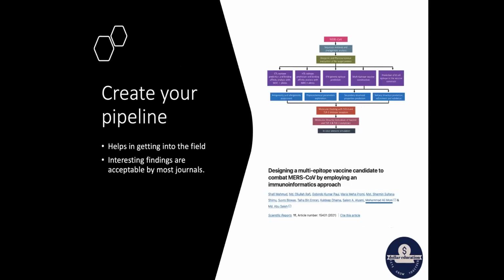The next is you can also create your own pipeline. This is another paper that I'm citing, published in Scientific Reports. It is about MERS-CoV, which is kind of a cousin of SARS-CoV, the earlier version of it. They did the sequence retrieval and phylogenetic analysis, and then performed the antigenic evaluation. They did it by CTL epitope, HTL epitope, IFN epitope, multi-epitope, and B-cell epitopes.